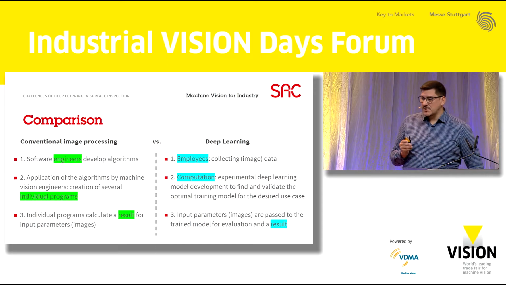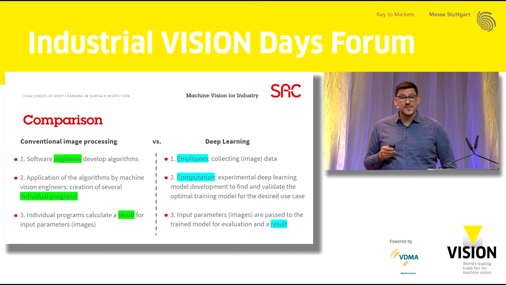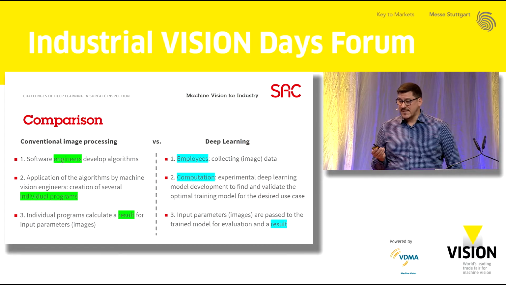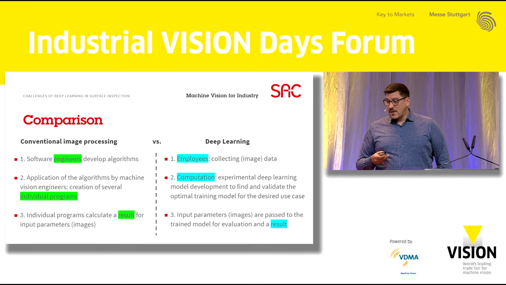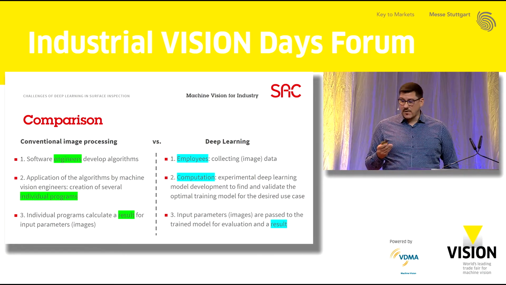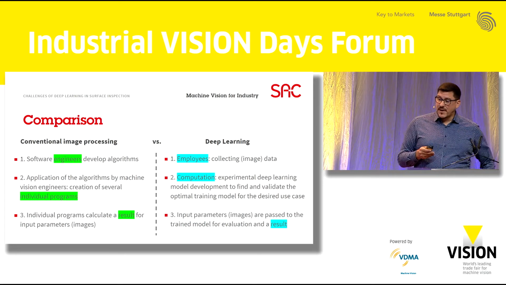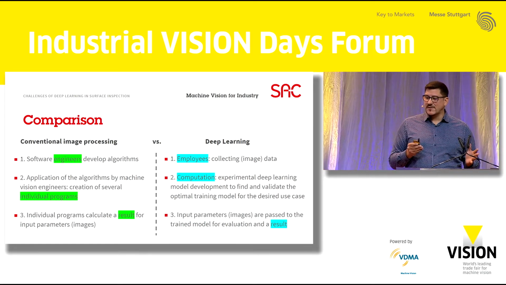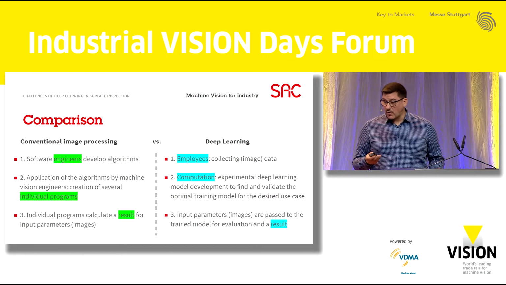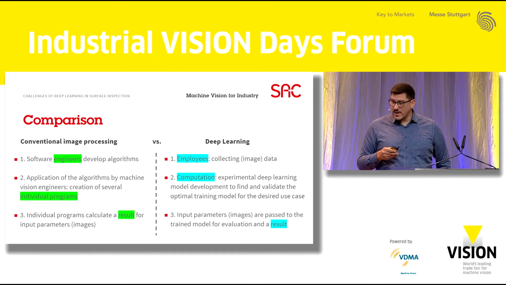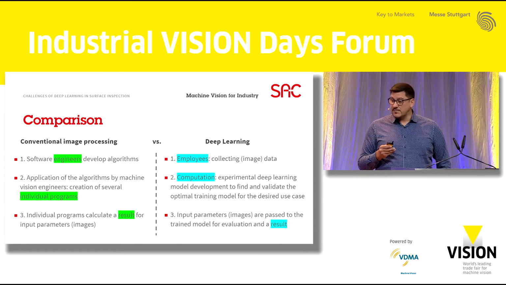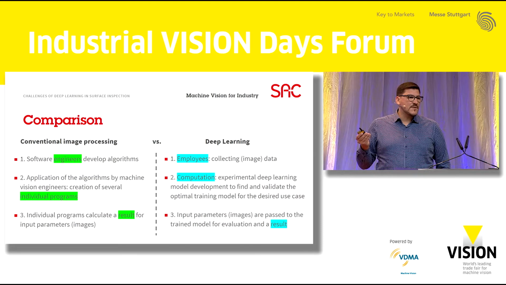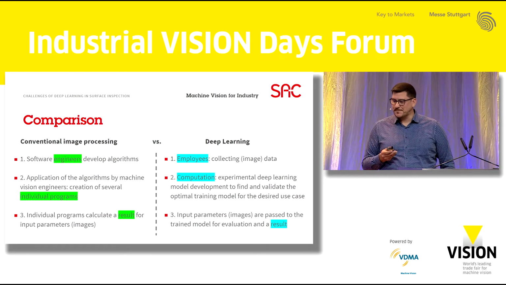Now let's have a look at the difference between conventional image processing and deep learning-based image processing. In conventional image processing, a software engineer first develops various algorithms. These are processed by an image processing application engineer into many different individual programs. The individual programs are applied to new input data, so in our case, images, and produce a result. So if all the engineers have worked correctly, the result is correct too.